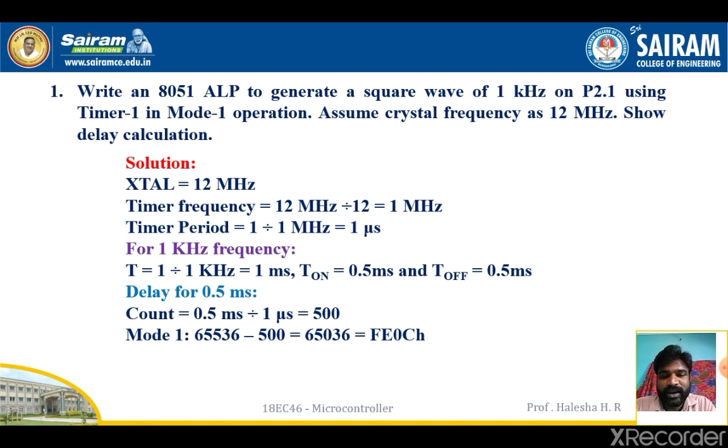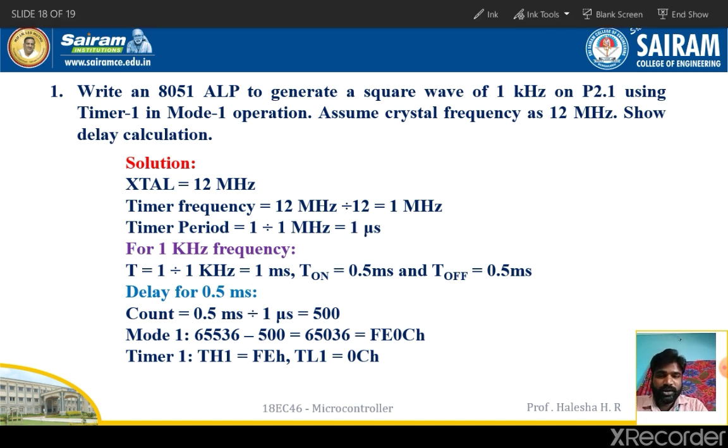Whenever one machine cycle occurs, it counts up to 65,037. For the next machine cycle, 65,037, 38, 39, like that. So this is the decimal value, and the equivalent hexadecimal value is FE0CH. Then the timer high register value is FE and the timer low register value is 0CH. So this is the procedure to calculate the initial value to be loaded into the timer register for the required delay. So with this knowledge, now we'll write a program.